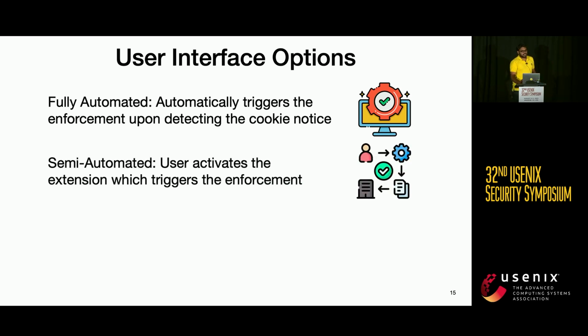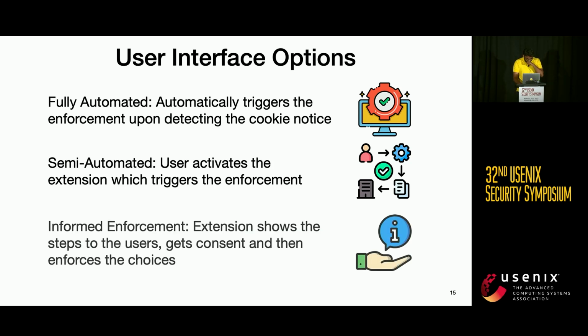The second option is the semi-automated option, where the user activates the extension, and that triggers the enforcement. And finally, we have the informed enforcement, where the extension first shows the user all the steps that it is going to take to disable the cookies, and then once it gets the approval from the user, it performs the actions.